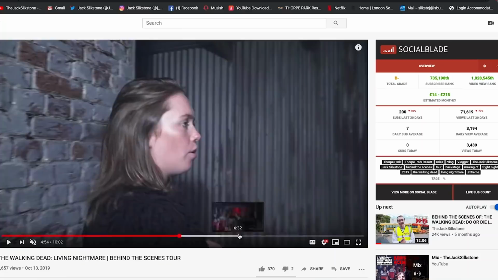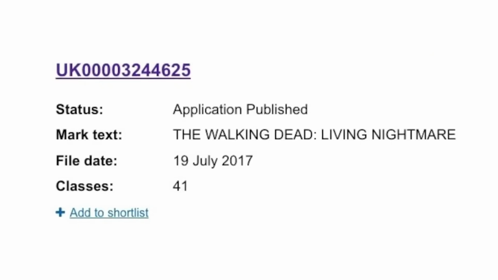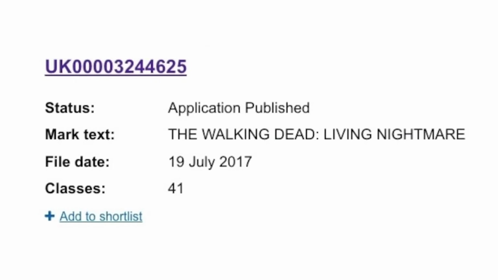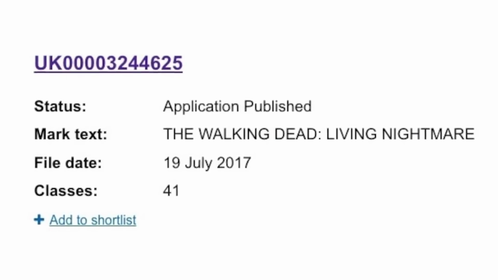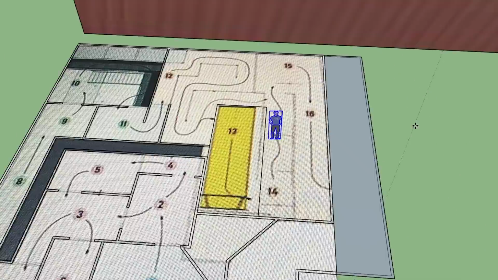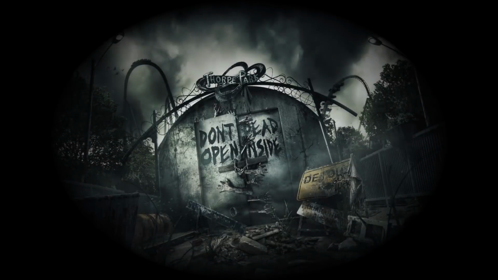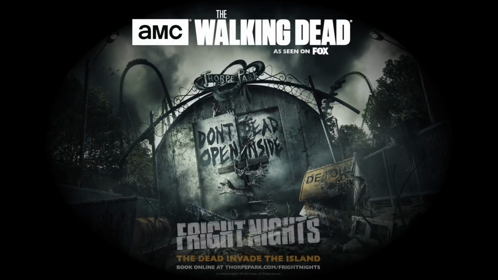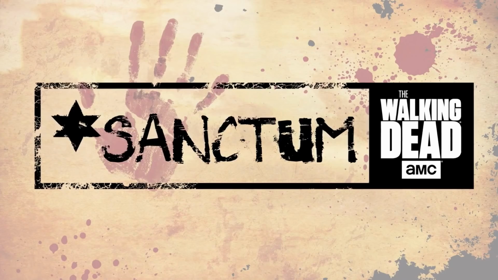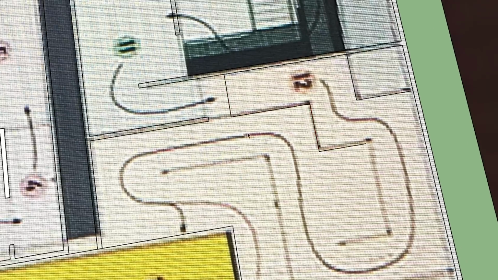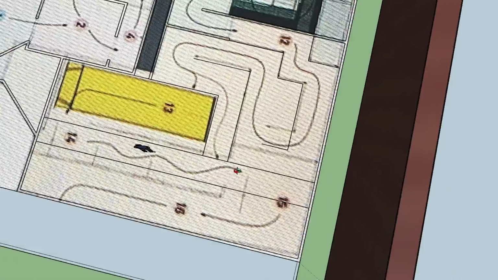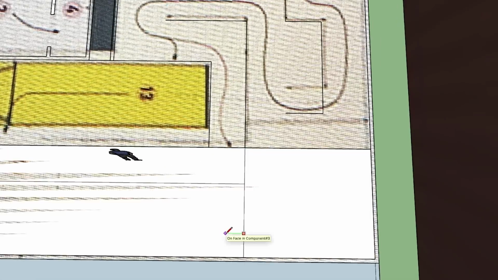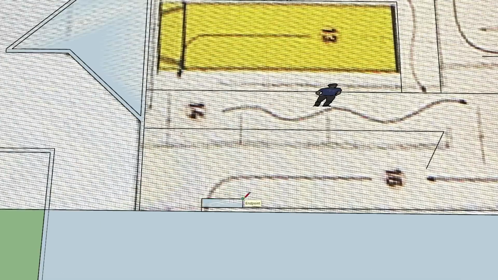In fact, some people even noticed that a name trademark had been submitted for something called The Walking Dead Living Nightmare, way back on the 19th of July. Then on September the 5th, it was officially confirmed that The Walking Dead would be coming to Thorpe Park Fright Nights in 2017 in the form of two brand new horror mazes, Sanctum and Living Nightmare. By reading the descriptions of the two mazes, it quickly became apparent that The Walking Dead Living Nightmare would be the more intense indoor maze that would be located in Cabin in the Woods' previous location.